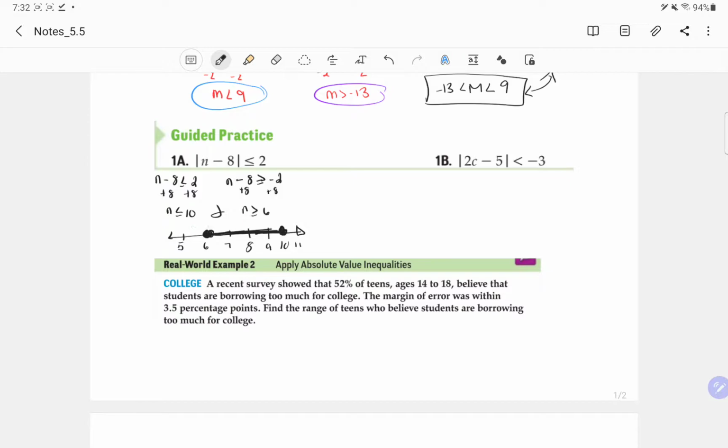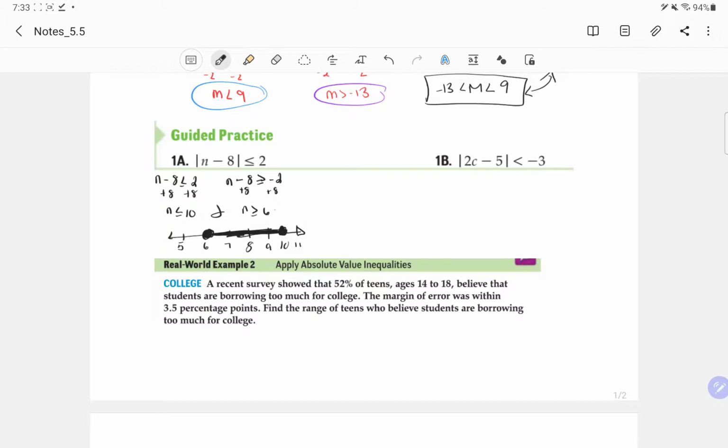So I put a closed circle on 10, and I shaded this direction for n being less than 10. Then I came over here and said n is greater than or equal to 6, so I put my closed circle and shaded to the right to take care of n being greater than 6. And I don't shade anything past the 10 or anything past the 6 because both of these situations have to be true, so they are only true on the section where they overlap.